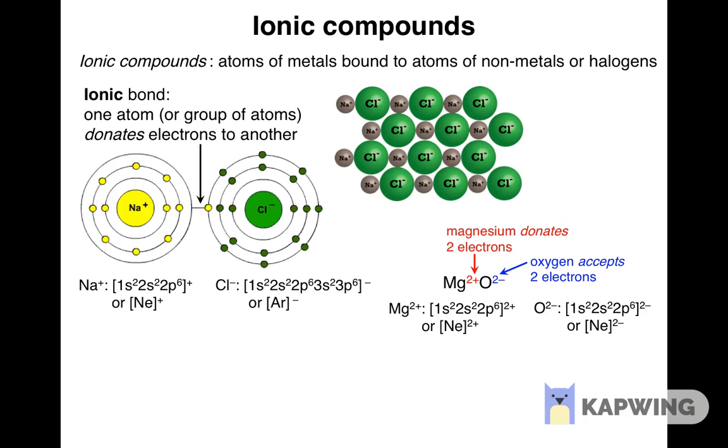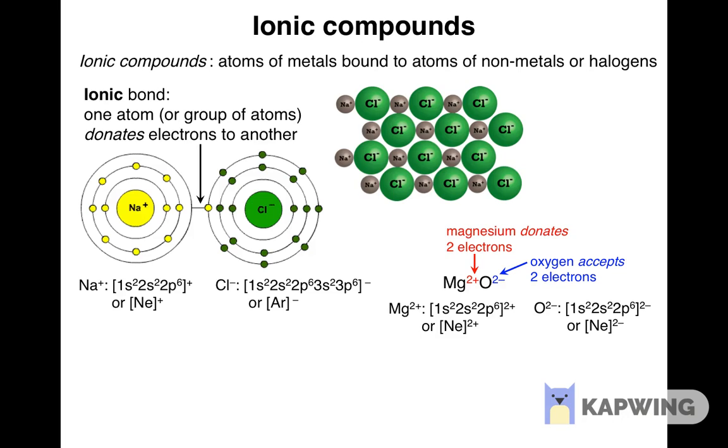In both of these examples, we looked at compounds formed by a metal that donates the same number of electrons that the nonmetal or halogen accepts. Remember, alkali metals form cations with charge plus, alkaline earth metals form cations with charge 2+, halogens form anions with charge minus, and group 16 nonmetals form anions with charge 2-.